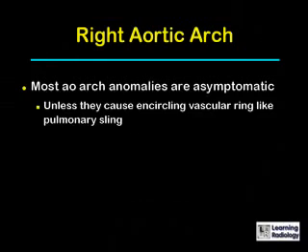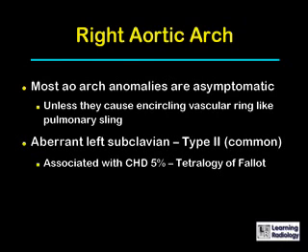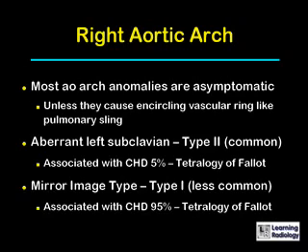Most aortic arch anomalies are asymptomatic unless they cause an encircling vascular ring like a pulmonary sling. Aberrant left subclavian arteries occur in type 2 right aortic arches. This is the most common variety. They are associated with congenital heart disease only about 5% of the time, and when they are, it is usually tetralogy of Fallot. The mirror image type of right aortic arch, or type 1, is less common, but it is associated with congenital heart disease 95% of the time, most commonly tetralogy of Fallot.